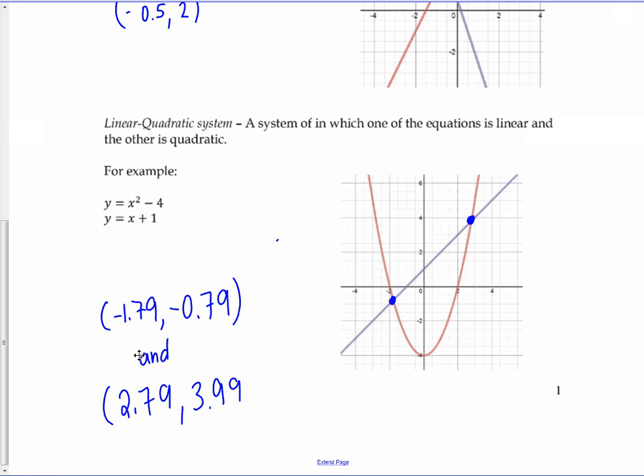Oops. Oops, that's not an eraser. 3.79. Okay?